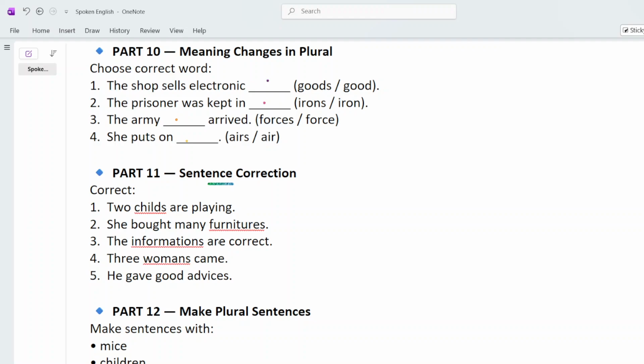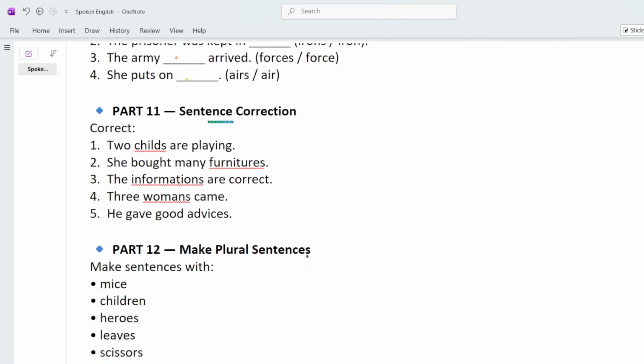She bought many furnitures. No. The informations are correct. Absolutely not correct. Three women's came. No. Change it. All right. He gave good advices. You have to go ahead and correct these sentences, guys, so that you understand what I'm talking about. You have to do this.